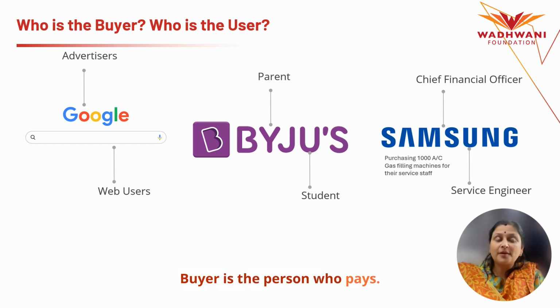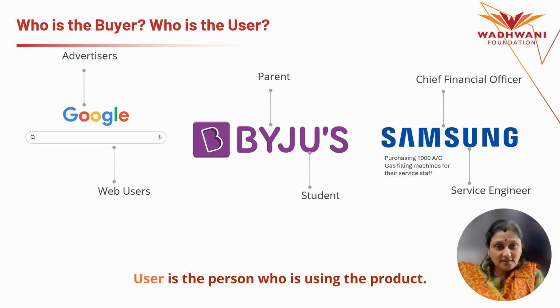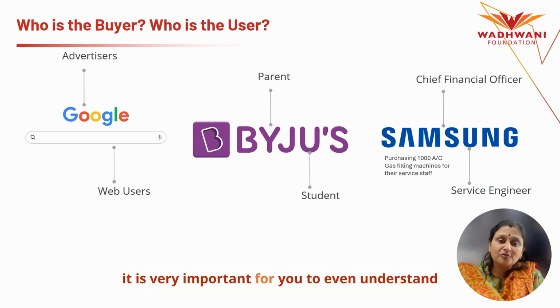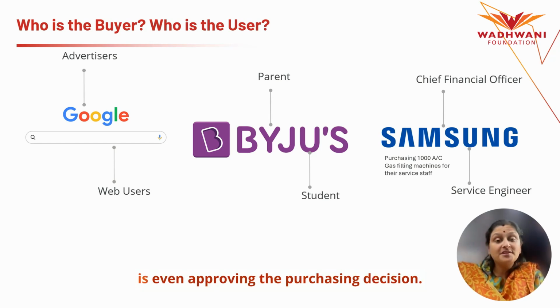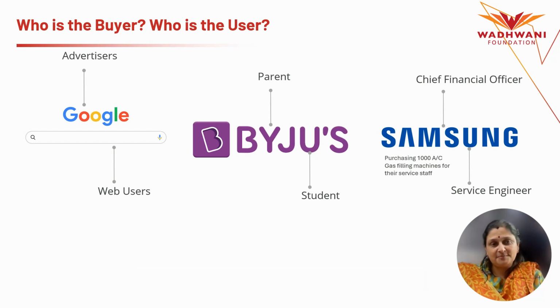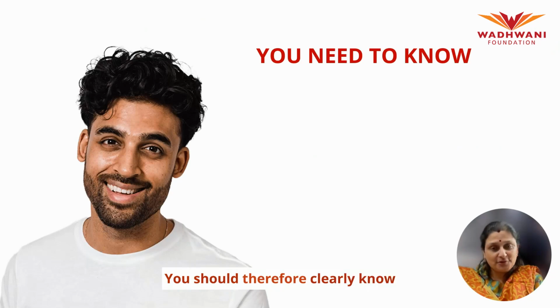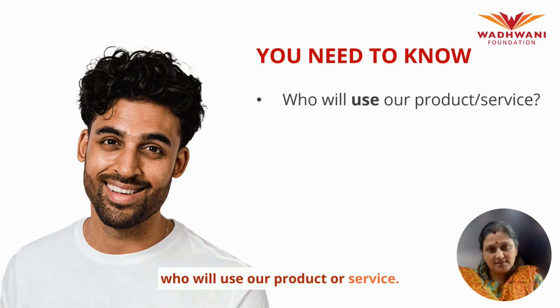Buyer is the person who pays. User is the person who is using the product. And of course, as an entrepreneur, it is very important for you to even understand who is making the purchasing decision and who is even approving the purchasing decision. And there we go. You should therefore clearly know who will use our product or service, the person who actually interacts with your product or service.